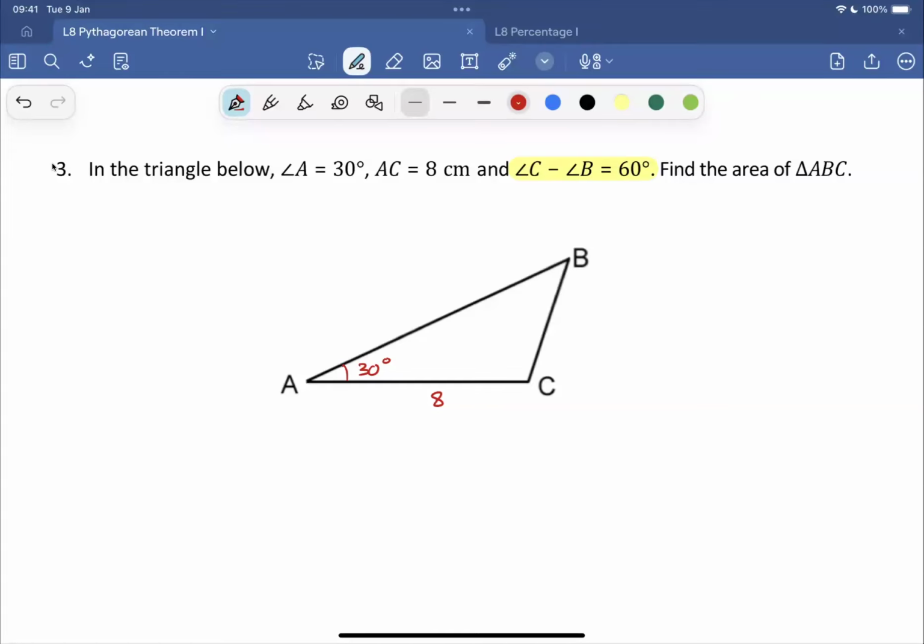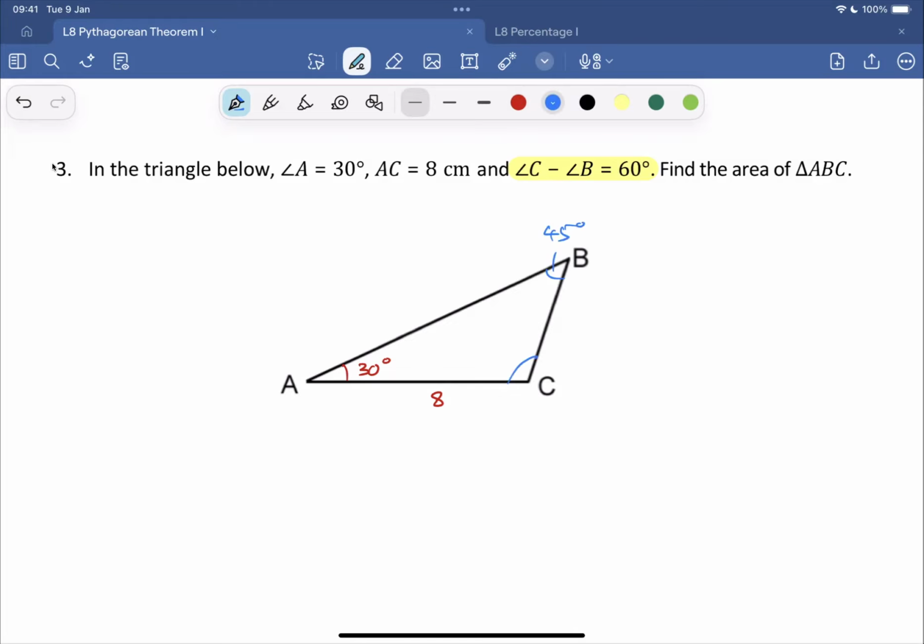So, Breven, what do you think we can do? Is there any way that we can find any right angle? 180 minus 30 equals 150. 150 minus 60 equals 90. 90 divided by 2 is 45. So B is 45. B is 45. Very good.